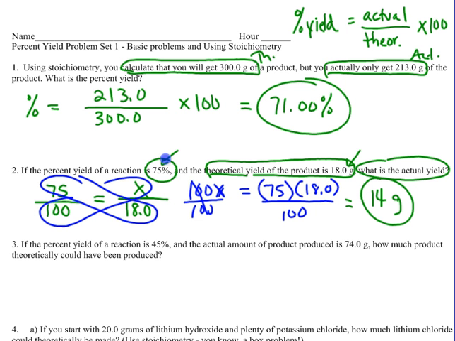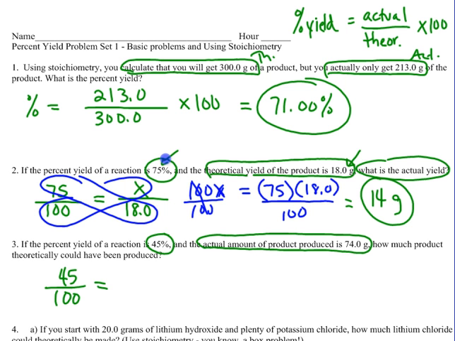Number 3, if the percent yield of a reaction is 45% and the actual amount of product produced is 74.0 grams, how much product theoretically could have been produced? So we have a percentage, so that's 45 over 100, and that has to be equal to the actual divided by the theoretical. In this case, we are given the actual, so that's going to go in our numerator, 74.0, and our denominator is our x. Remember, this is cross multiplication.